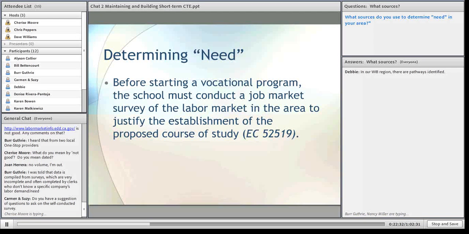WIB, that's excellent. If you have a good relationship and good communication with WIB, that can be extremely important.